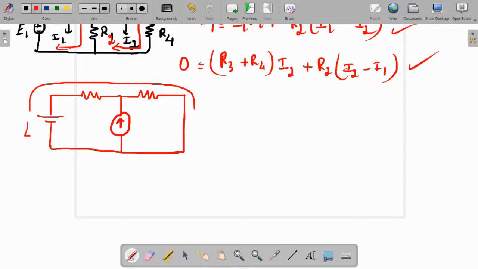So this is E1. This is R1, R2. This current is I. And here it is I1, and this is I2.